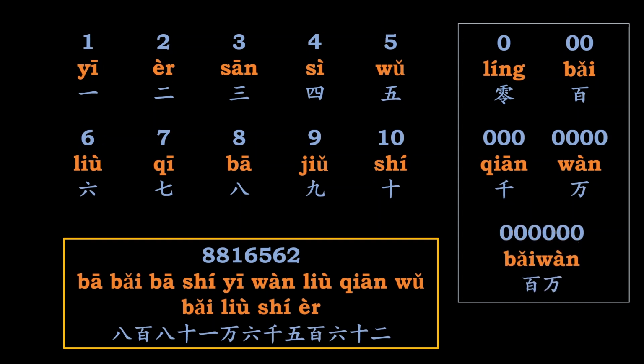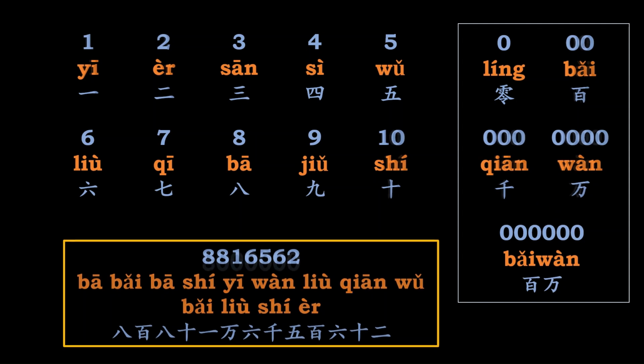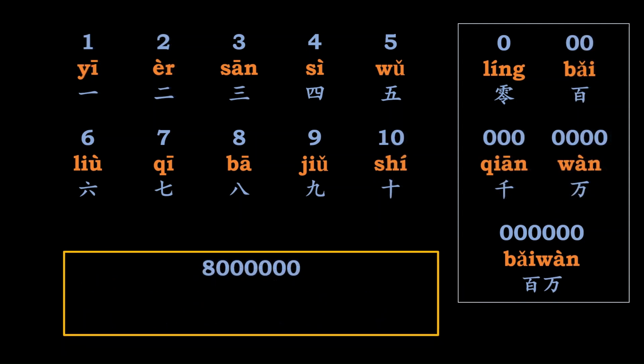So when would we use this? When referring to a round number. So 8 million would be 800万.